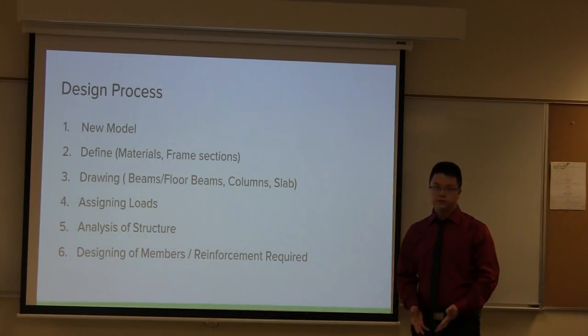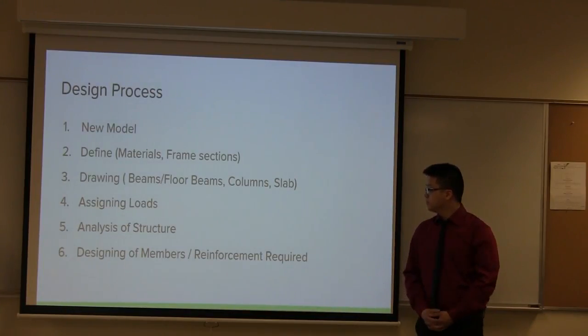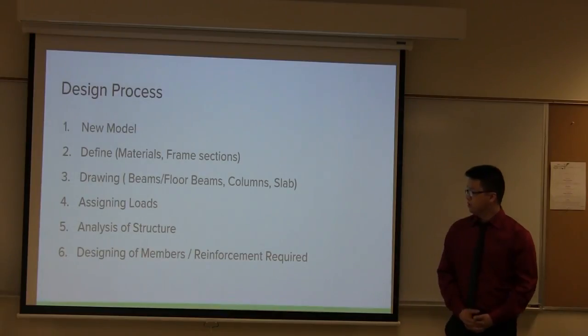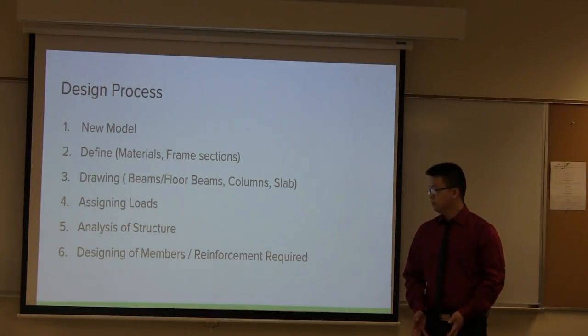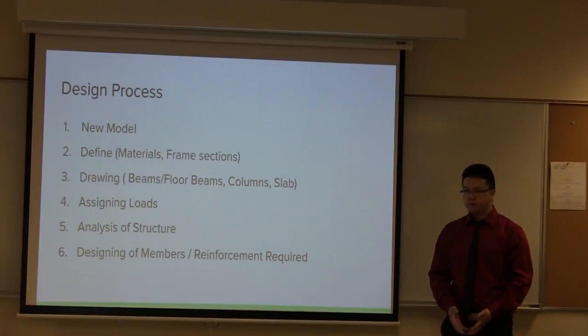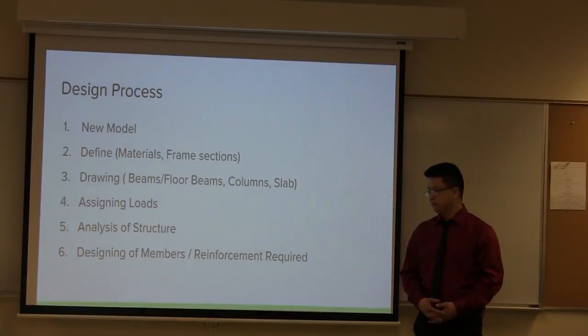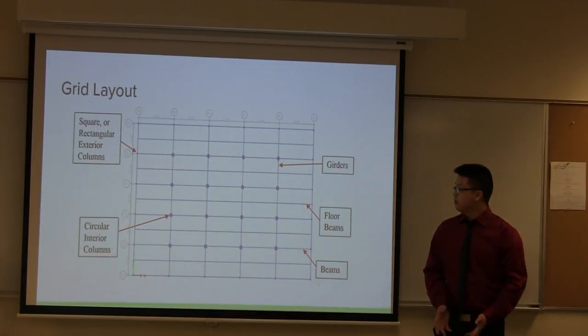And for frame sections, we had to choose sections for beam and girder, interior and exterior columns. And next, we had to do drawings of the beams, floor beams, columns, and slabs. Next, we had to do the assignment of loads. With that, we had to analyze our structure, which could help us design all members, and which would yield our reinforcement required. And here's our grid layout.